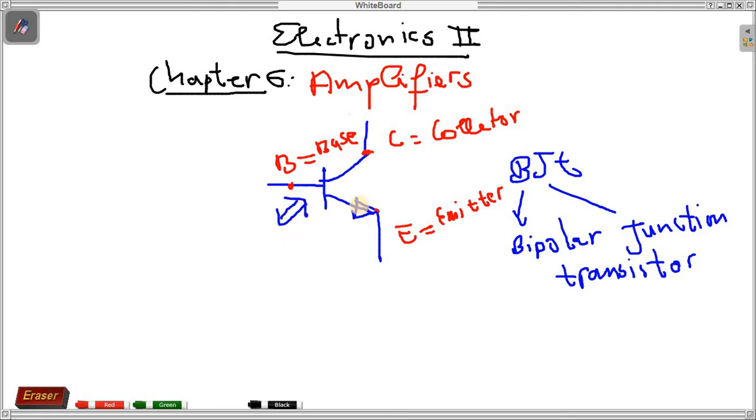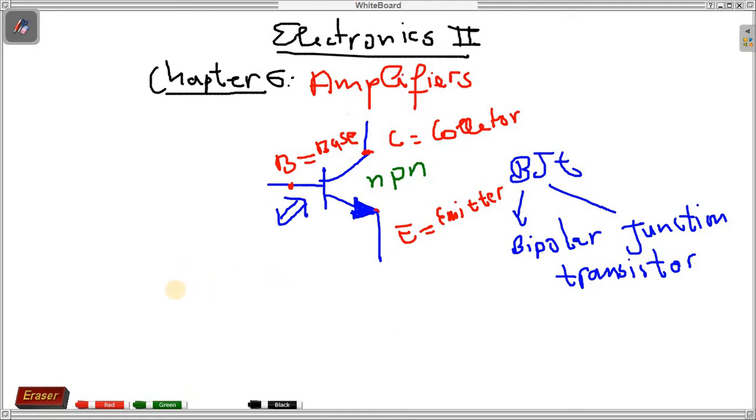In this one, where the arrow is pointing out like this, we say this is the NPN type. Sorry, let me use another pen. This is the NPN type, because the arrow is pointing outside of the junction.